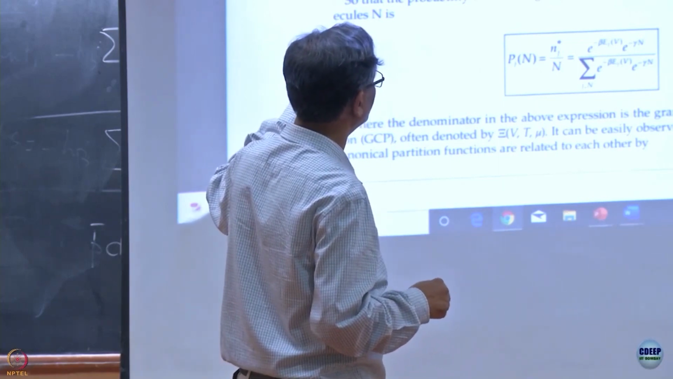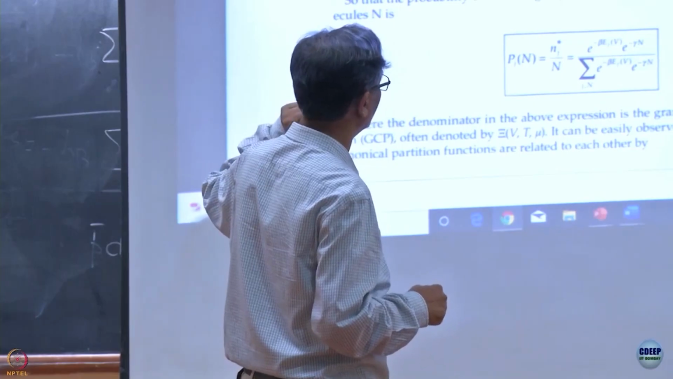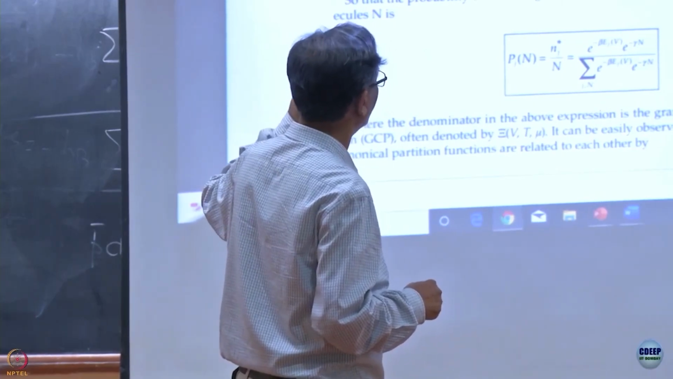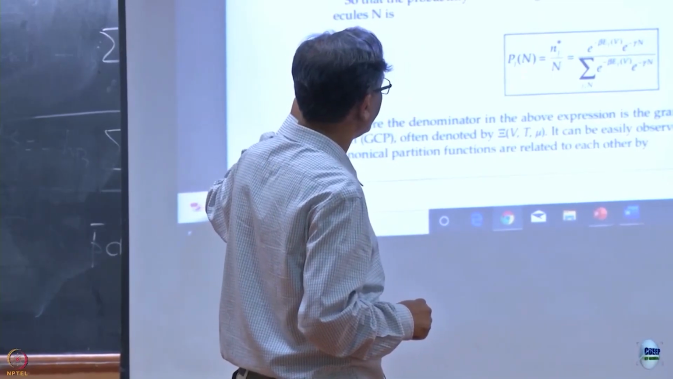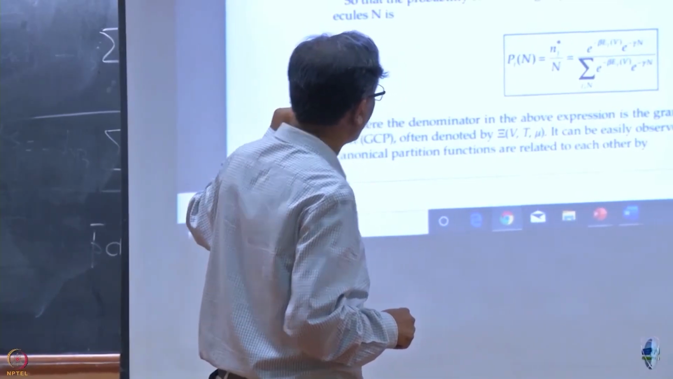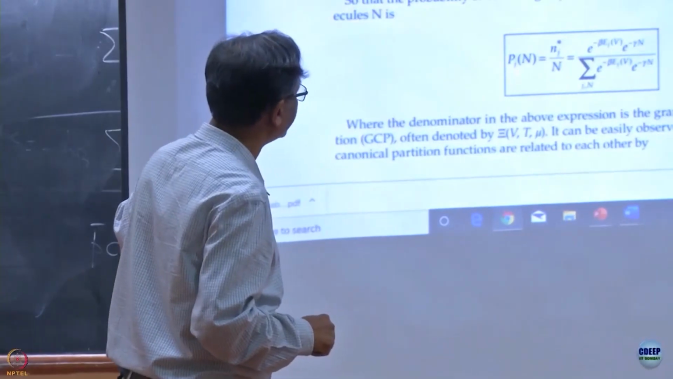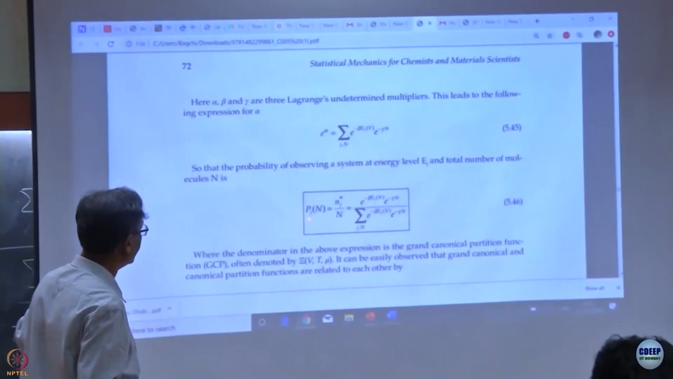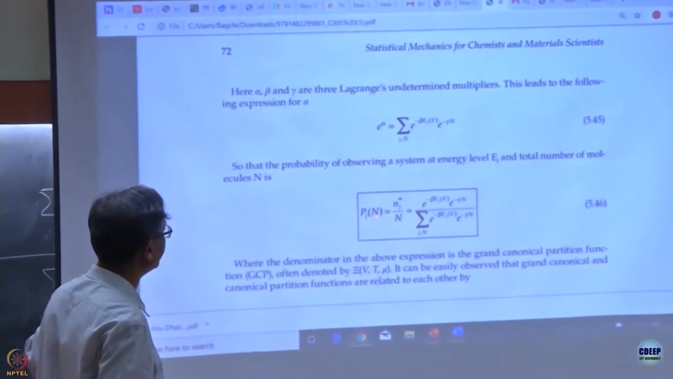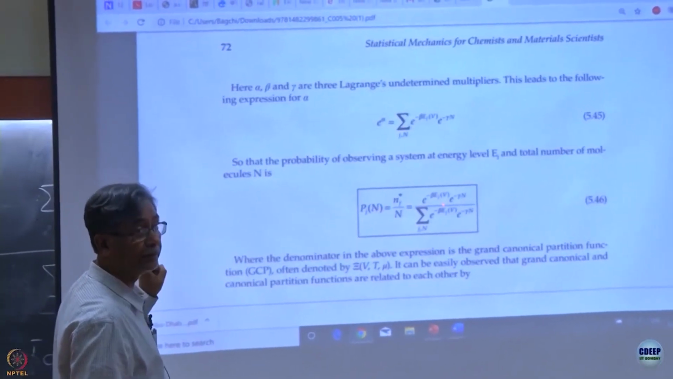I am not going to go through the whole thing, but it just parallels the earlier derivation. So now I have the following double probability: the probability that my system is in energy level Ej. J is the index for the energy of the system, and N is the index for the number of particles in the system.